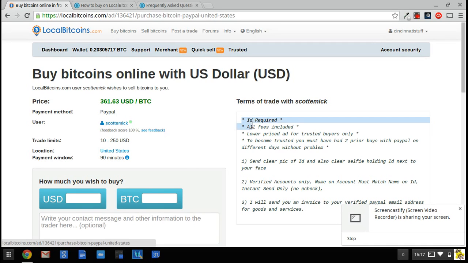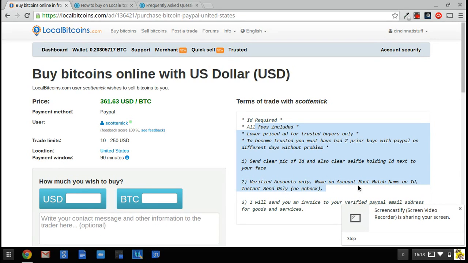Next thing you want to do is read all of the terms in the ad. Don't just click over it. That's got a lot of important information in it. You do want to read it and make sure you agree to it. Scott's saying he has to have an ID, and you have to send a picture of your ID, and your verified account name on account must match name on ID, instant send only. So those are terms I can live with. I don't mind sending a picture of my ID.